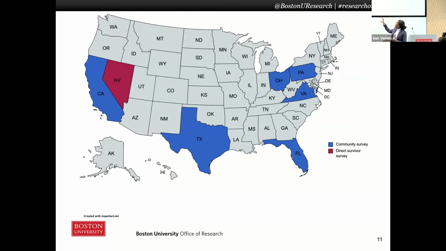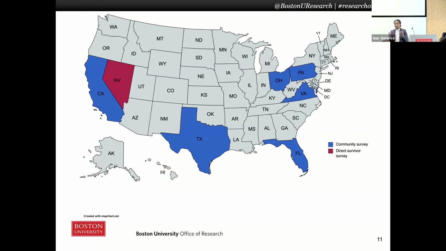We were funded by the Department of Justice, and we conducted surveys in 7 areas. 6 of them, the ones highlighted in blue, are community-based surveys. We try to understand the prevalence within the community. And the one highlighted in red is Las Vegas, which was direct survivors surveys, and we worked with the FBI to try to identify those people. Now, we're still working on this data set, and Dr. Abaje will help clarify some of the results we had from this data set.